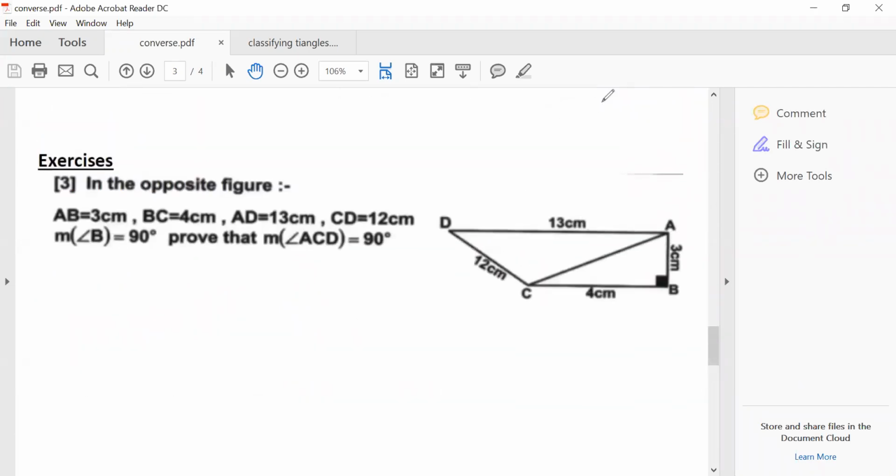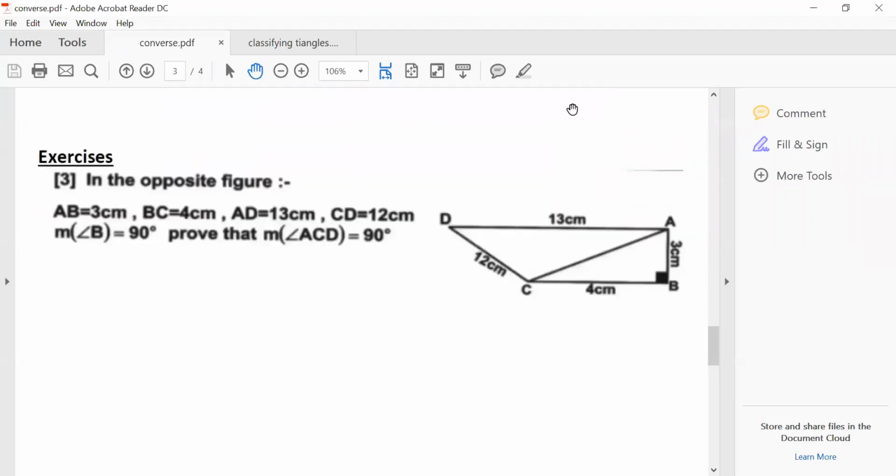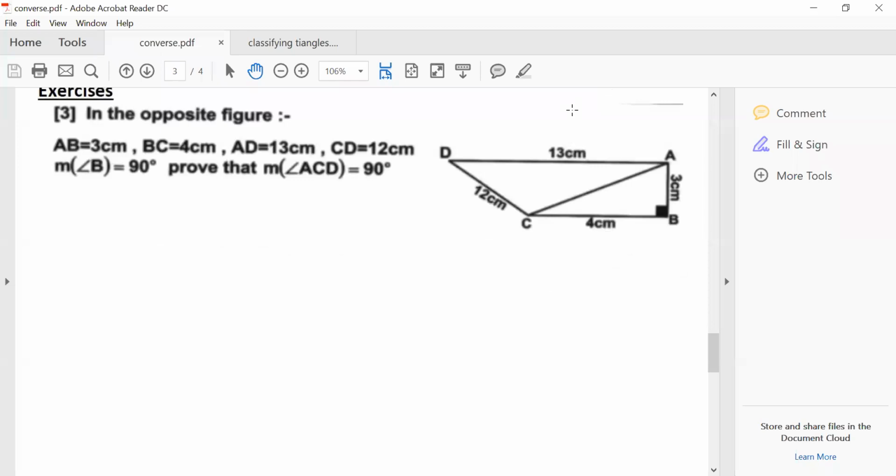This is the same, by the way. AB is 3 centimeters, BC is 4, AD is 13, DC is 12. I want to prove that the measure of angle ACD is 90, exactly like the previous one. One of the triangles is right and the other triangle is not. So I will apply Pythagoras theorem in ABC and then apply the converse of it in ADC.